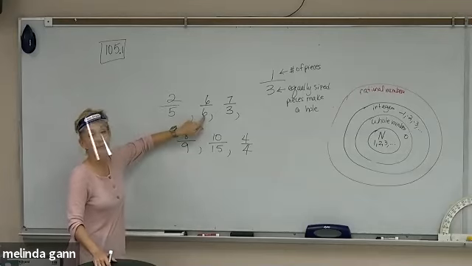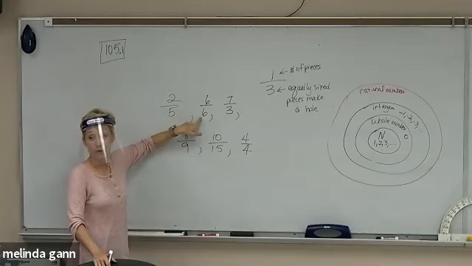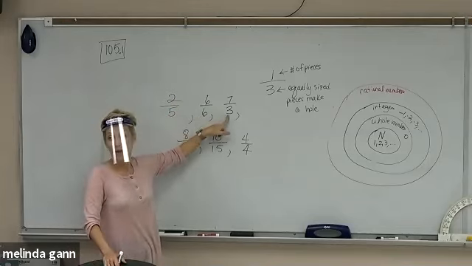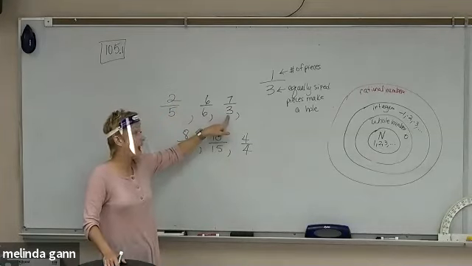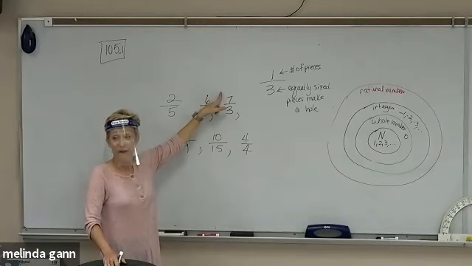Here, how many equal sized pieces make a whole? 6. How many do you have? So what do you have? You have 1. You have a whole. All right, here, how many equal sized pieces make a whole? 3. How many pieces you got? You have more than a whole? Yeah, as a matter of fact, you got more than 1. You got more than 2 wholes, don't you?